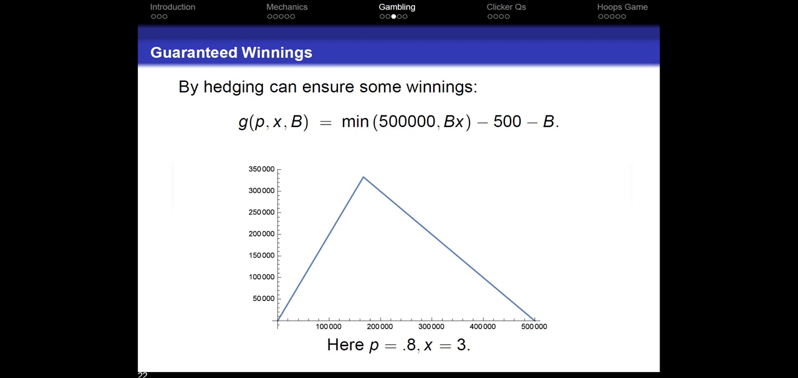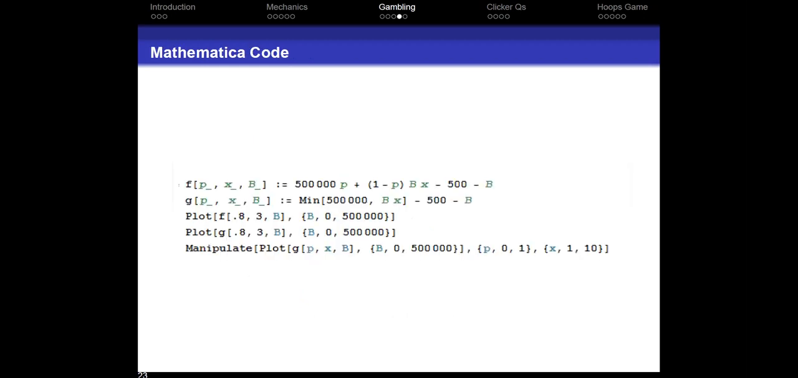The 80% of the time I'm going to get $500,000? Yeah, I mean, you've got so much there that you can play this so many times that you're fine with that. But he should have absolutely hedged. Right, here's simple mathematical code to do this.